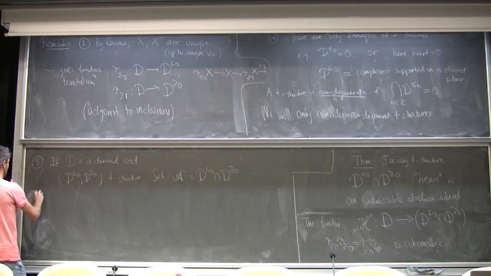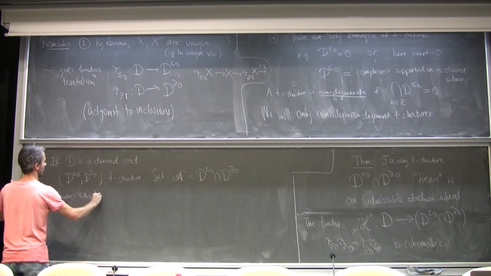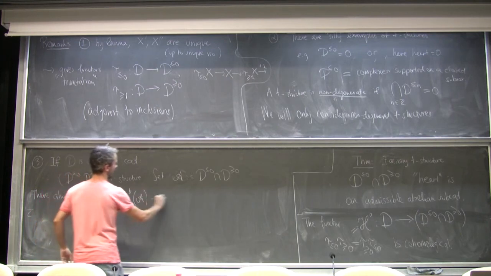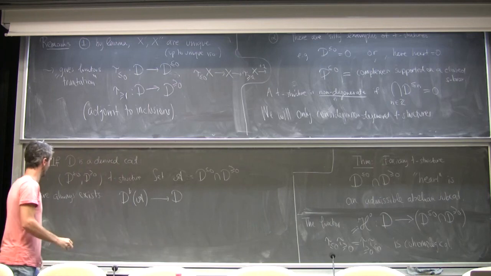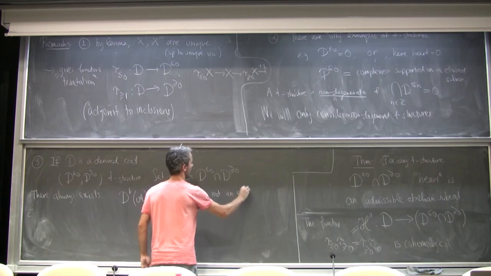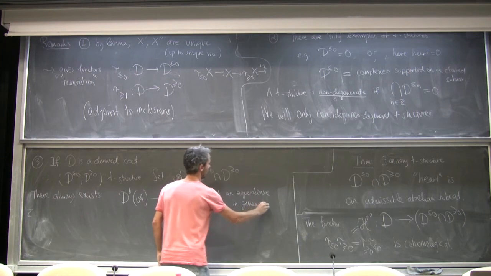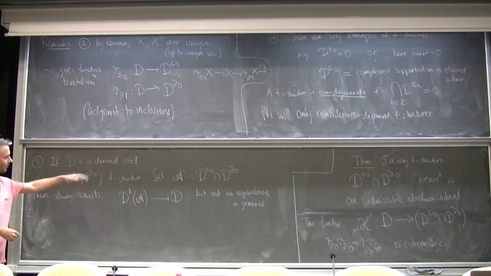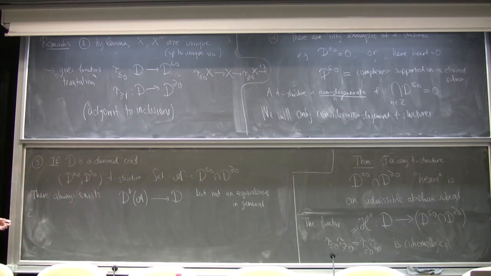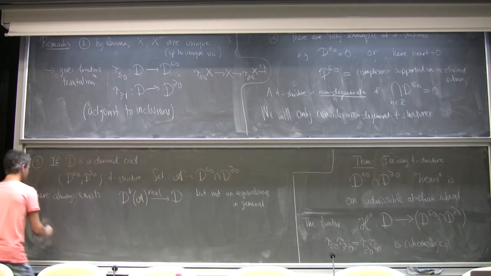And there always exists a functor from the bounded derived category of the heart to D, but it's not an equivalence in general. And there are very nice examples on the exercise sheet where you see that it's not an equivalence and how far away it can be from being an equivalence. This functor is called realization.